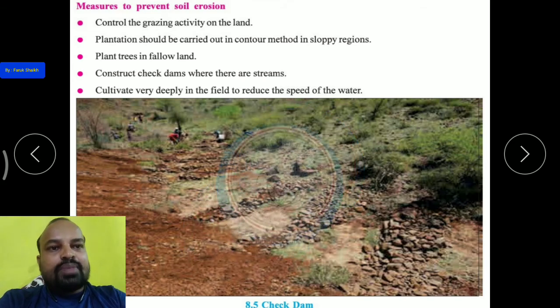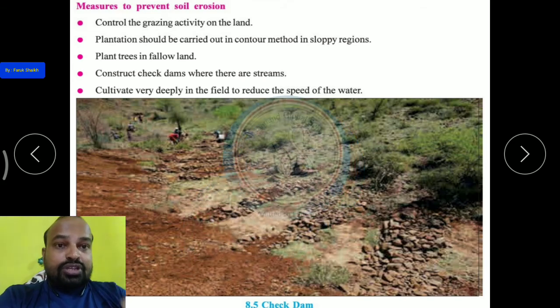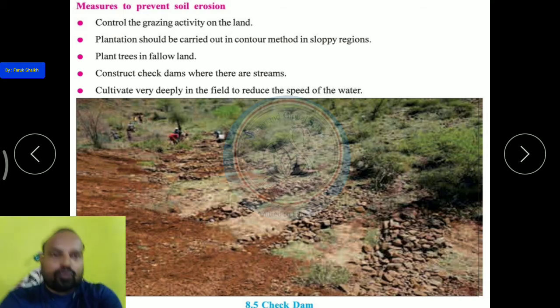The water will come here into the check dam. So what happens is that the speed of the water will decrease. And also because of the check dam, we can recharge the underground water.